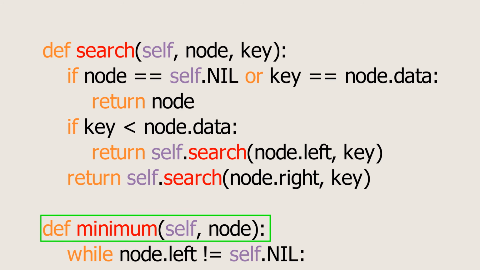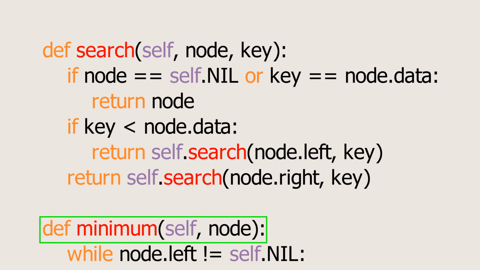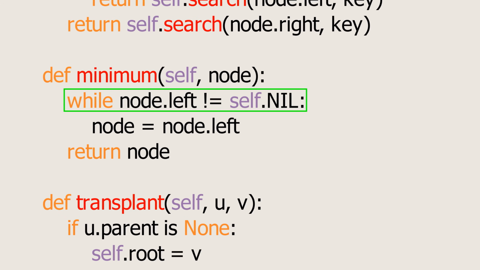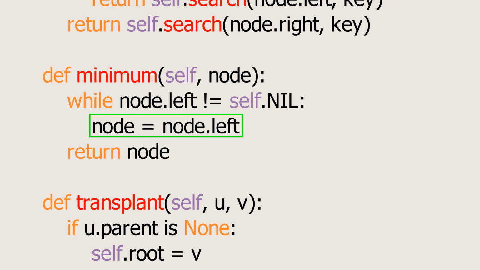The next helper function is minimum, which is used to find the node with the minimum value. This is especially useful when deleting a node that has two children. First, we define the function minimum, which takes the starting node as its input. The function works by traversing the tree, continuously moving left, as the smallest value in a binary search tree is always found at the leftmost node. The loop continues until it reaches a node whose left child is nil, indicating the minimum node. Finally, we return this node.